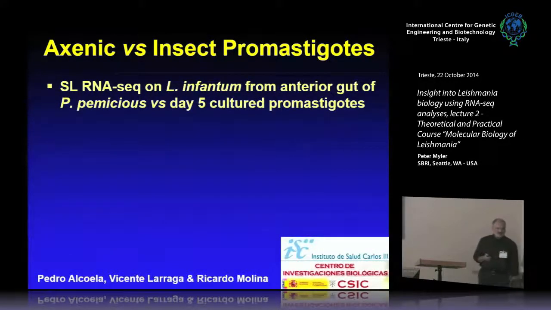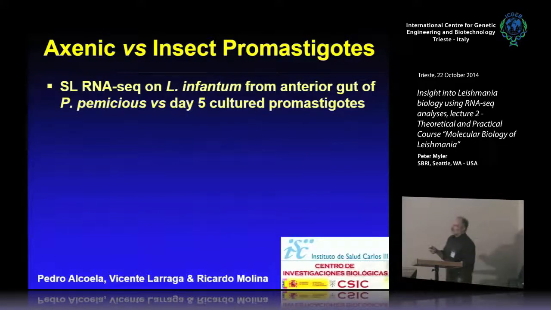Here's an experiment for Jesus. With Pedro Alcuila, Vicente Laraga and Ricardo Molina, Pedro had isolated RNA from promastigotes that had been obtained from sandflies, and we compared them to promastigotes that had been cultured for 5 days. So these were from the anterior gut of this particular species. I don't remember what day these were from.